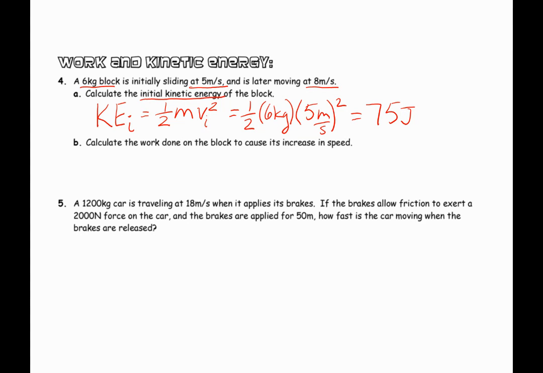Calculate the work done on the block to cause its increase in speed. Well, we know that net work is equal to change in kinetic energy based on what we just derived. Okay, so I need to figure out what my final kinetic energy is. Well, my kinetic energy final equals 1/2 mv final squared. And that's 1/2 times 6 times 8 meters per second, that's what's given to me in the problem right here, squared. Okay, and that's going to end up giving me a value of 192 joules.